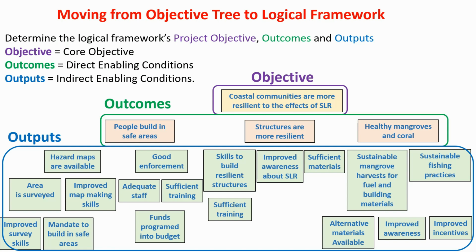Now, can you imagine trying to do a logical framework without having an objective tree? The objective tree tells you exactly what to put in your logical framework. Without the objective tree, you just have to make everything up for your logical framework. And that's what a lot of people do. But they end up having their projects rejected because the logical framework is not rooted in a theory of change.